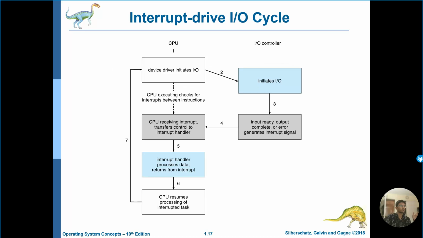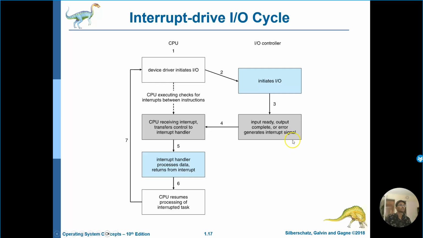If we talk about the interrupt driven input-output cycle, this flowchart shows how an interrupt happens. Again, we have the CPU and we have the controller. A device, like a touchpad or a USB port, has a controller associated with it. The device driver initiates the input output. It receives a signal from the controller, and then the controller initiates that input output. Then the input is ready, and output is complete.